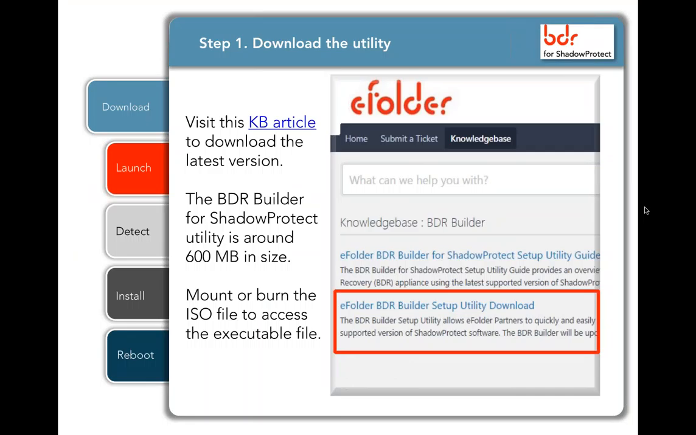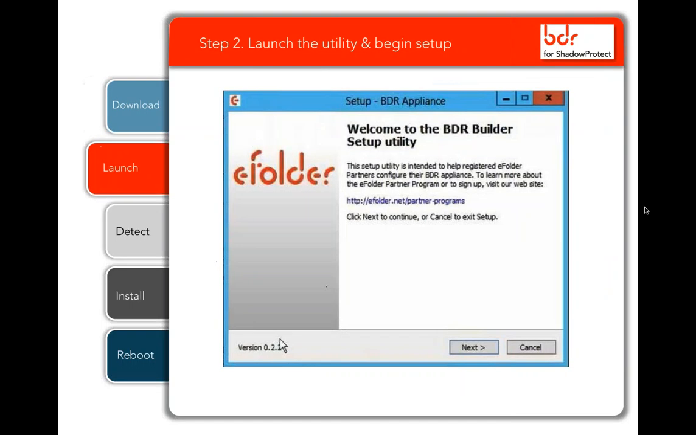First you download the utility files, and the latest version is kept in a knowledge base article. It's under the BDR Builder section in the knowledge base of the eFolder backup portal. You can get into that without a login. The setup utility is around 600 meg in size, and you mount or burn the ISO file to access the executable file. Then you launch the BDR Builder, the setup utility itself, by running the setup.exe install file.